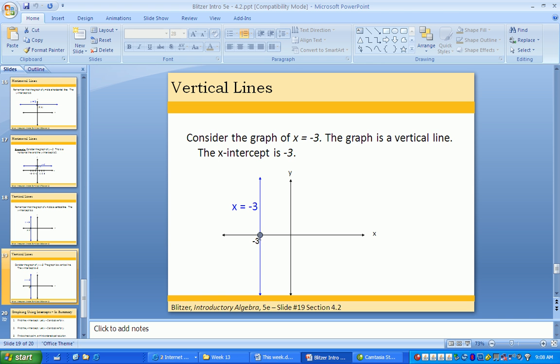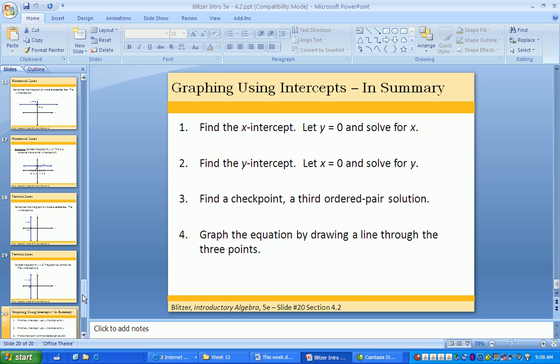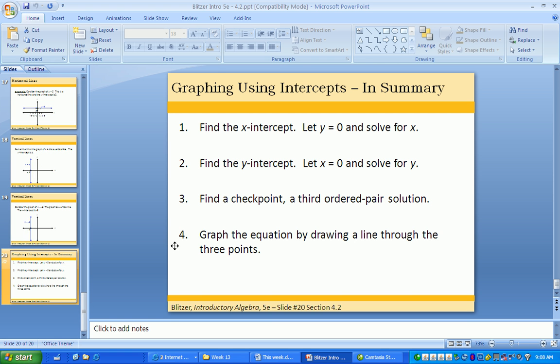And lastly here, just a summary. When you're graphing, it's always helpful to use intercepts because those are pretty easy things to do. Find the x-intercept by letting y equal to 0 and solve for the value of x. And remember, your point is going to be the x you solve, comma 0. Find the y-intercept by letting x equal to 0 and solve for y. So your answer should be 0 for your x, comma the value you get for your y. Find a checkpoint. You can choose any random number. Usually small numbers are easy. And then graph all three and make sure the line goes through them.